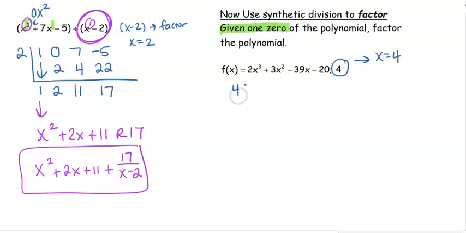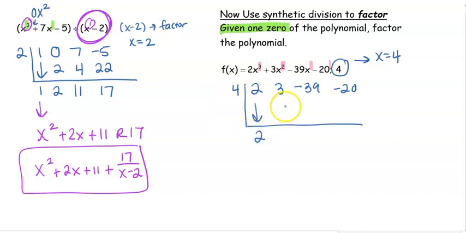So the 4 goes on the outside, we make our box, we double check, 3, 2, 1, 0, yay, we're not missing any pieces. We take down the coefficients, 2, 3, negative 39, negative 20. We bring down, we multiply, we add, we multiply, we add, we multiply. Negative 20 and a positive 20 has no remainder. If I tell you 4 is a solution and you get a remainder, that means you synthetically divided incorrectly.